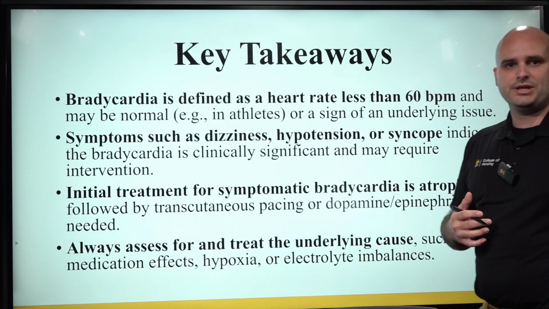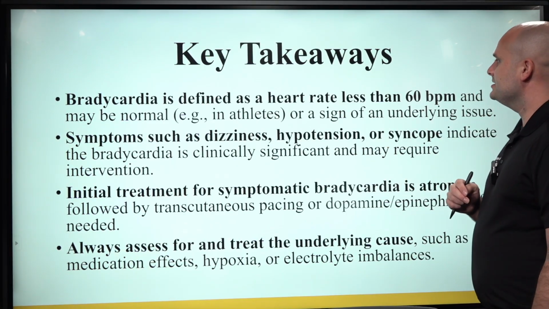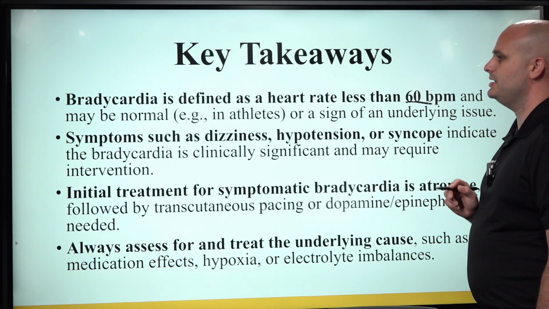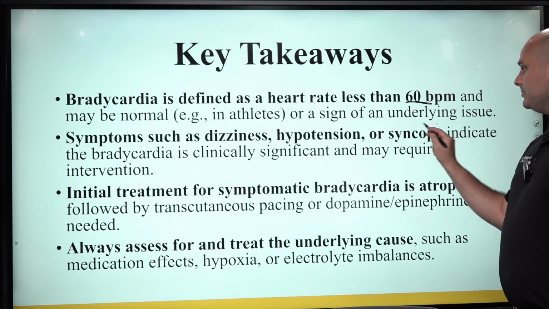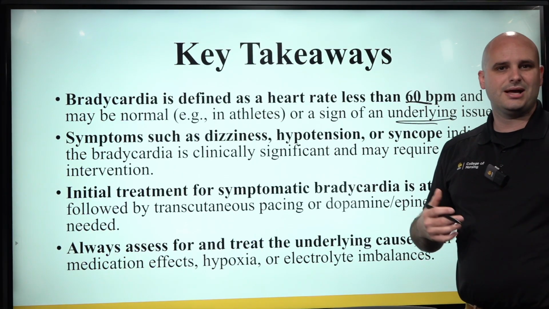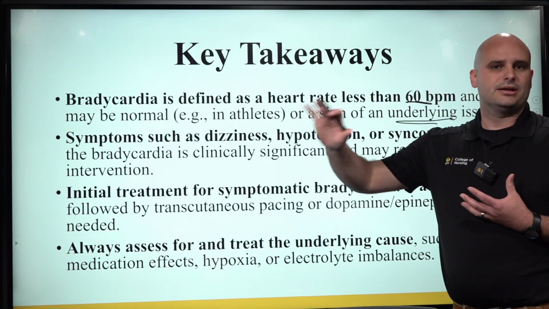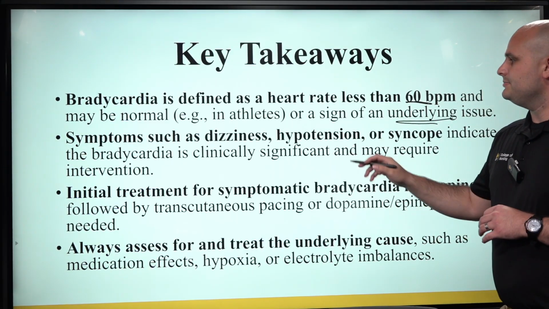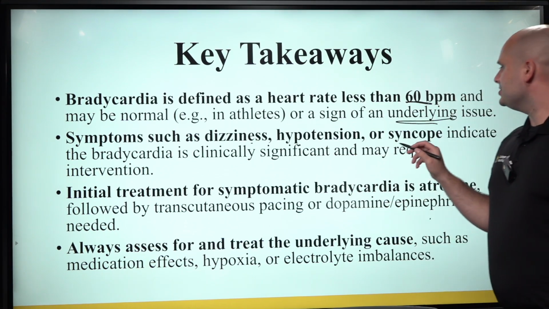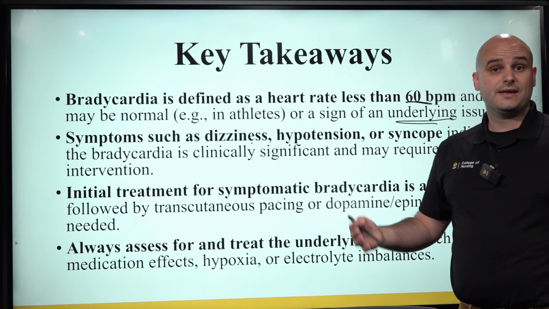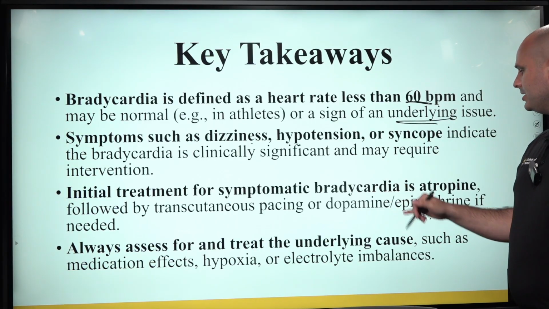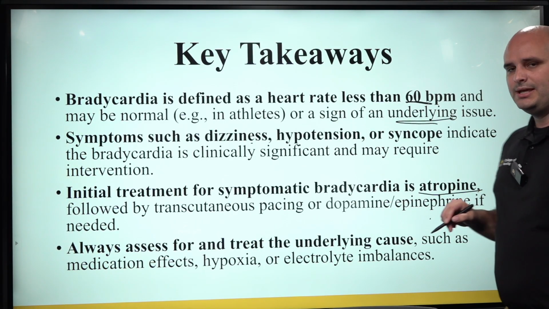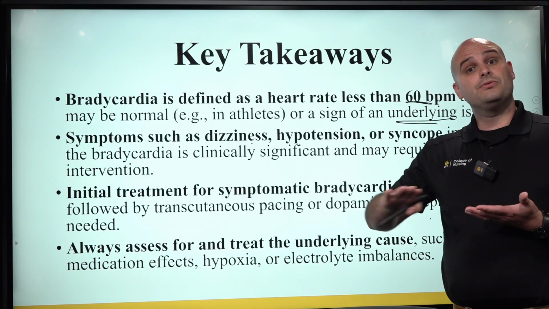So some key takeaways from today. Bradycardia is defined as a heart rate less than 60 and may be normal. An example for that could be athletes. Or it could be an underlying disease process like a heart block or others, and I'll talk about heart blocks in a separate video. Symptoms such as dizziness, hypotension, syncope could indicate that something needs to be done rapidly. Initial treatment for symptomatic bradycardia is atropine. That is the initial treatment, and then we kind of go from there, right?